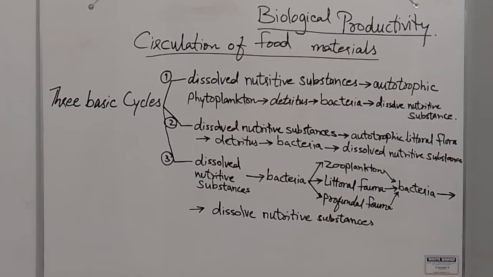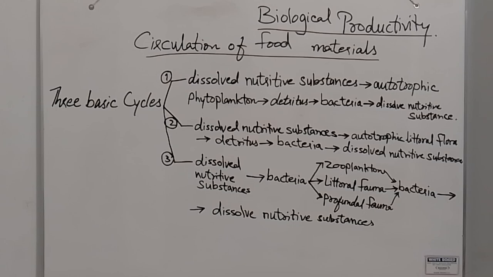Now on the basis of this circulation, on the presence of the food material, we can classify different lakes into oligotrophic lakes, eutrophic lakes and dystrophic lakes.